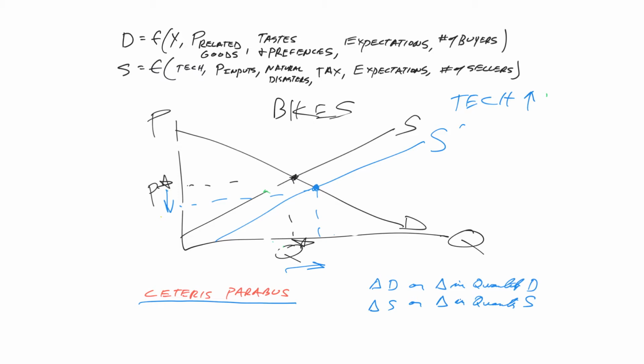Okay. Now we see this all the time in consumer electronics. Consumer electronics, we just keep seeing the supply curve shift further and further and further. So something, when it comes on the market, it might be quite expensive, but over time, it just keeps on going.